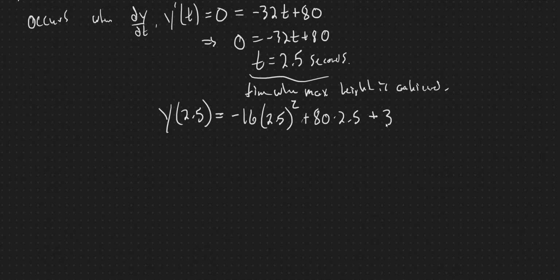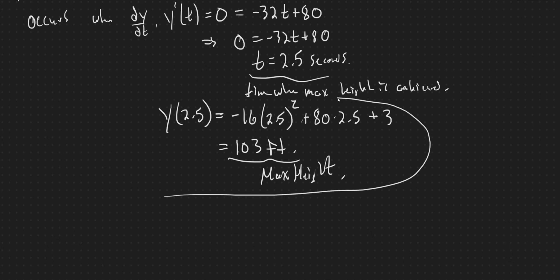2.5, I'm just entering that again, 2.5 squared times minus 16, minus 100, interesting, plus 80 times 2.5, 200, plus 3, so we get 103. And that's feet. And this is my max height. So there we have it.